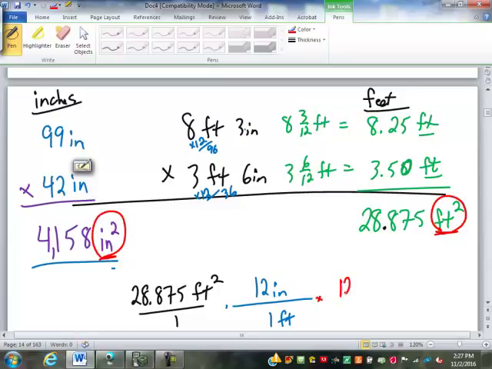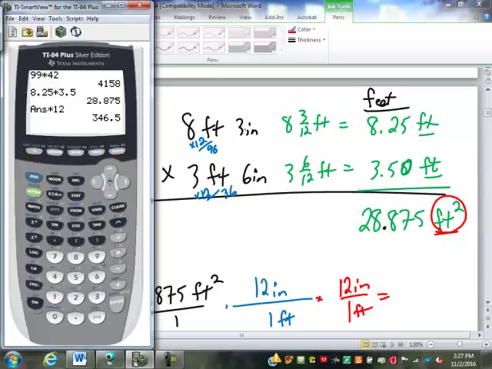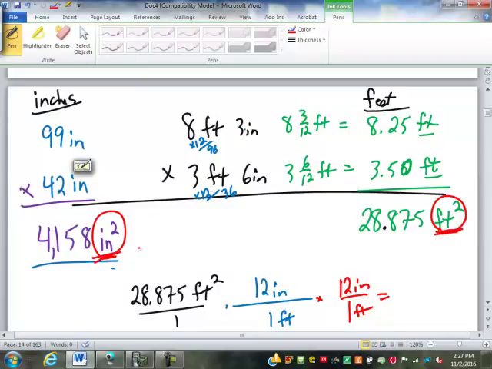Technically, I'd have to do that conversion again. Multiply by 12 a second time, and it actually does come out to 4,158. This is something we'll talk more about later. When we have units of area, like square feet and square inches, the conversion factors change. We have a couple of options we'll go through.